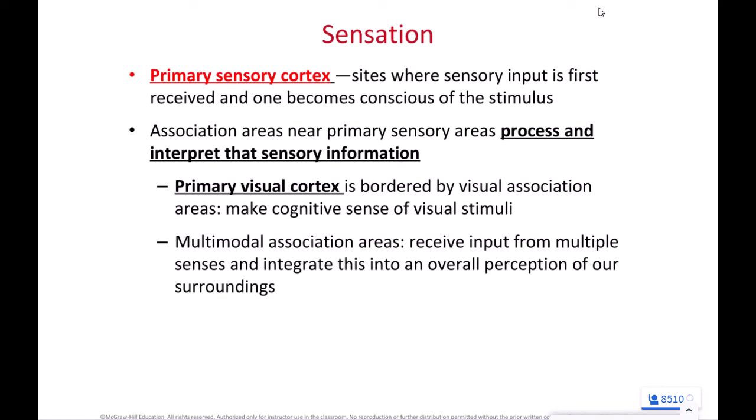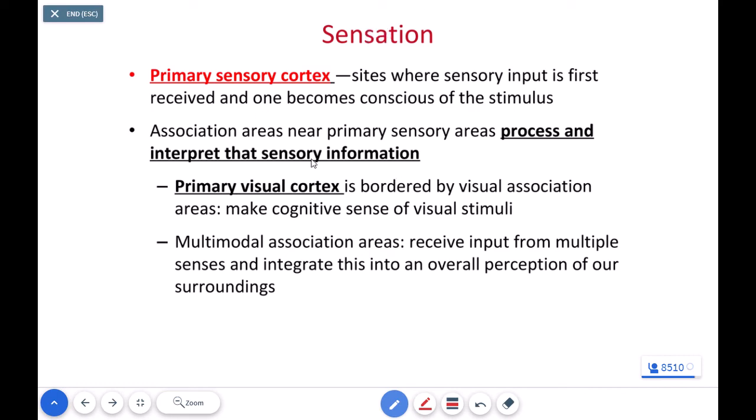Let's first talk about the primary sensory cortex. This is part of the cerebrum that is primarily associated with sensation. And when we say sensation, we're going to think of general senses: touch, or temperature, or pressure, or light pressure. These are the kinds of things that are going to be processed in the primary sensory cortex.